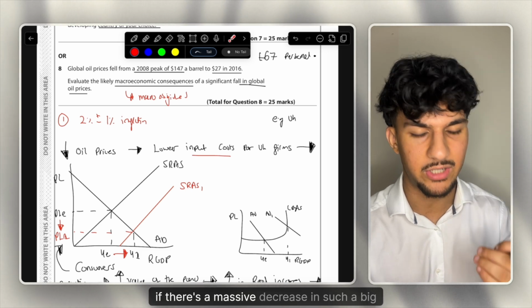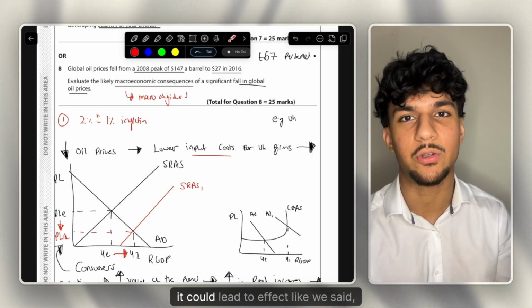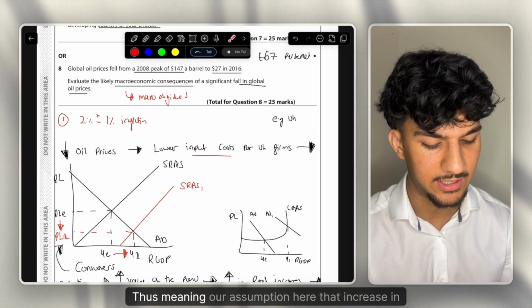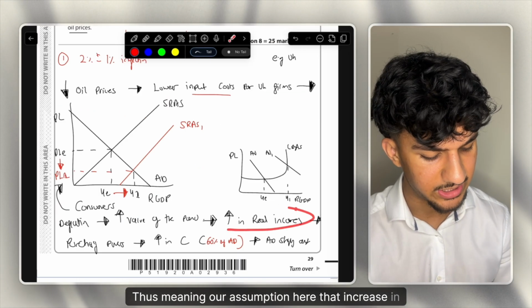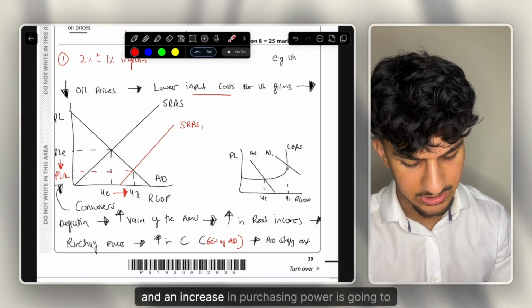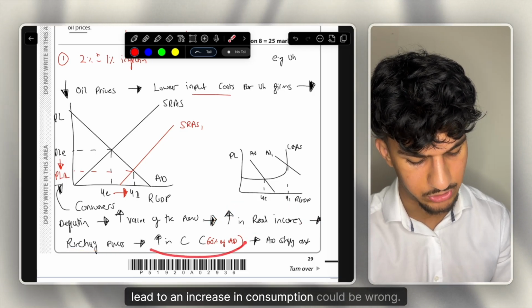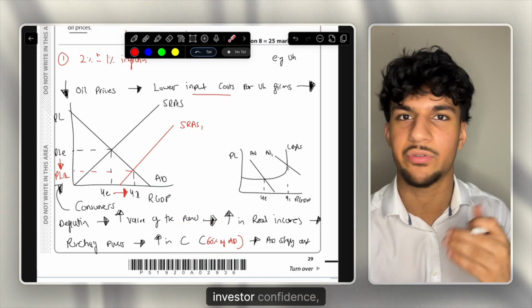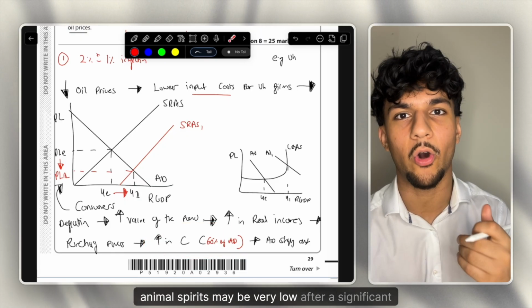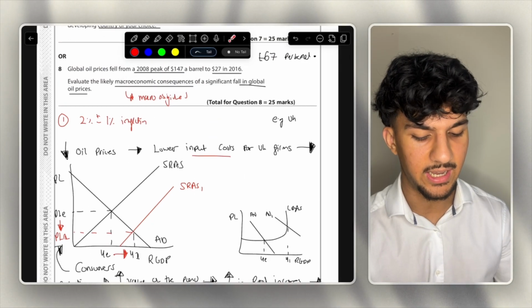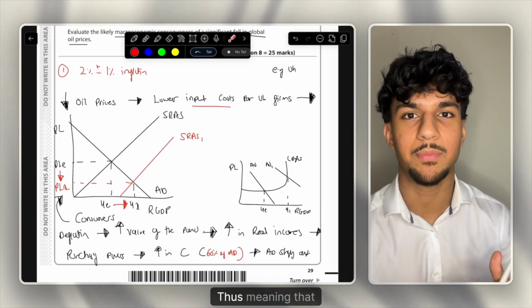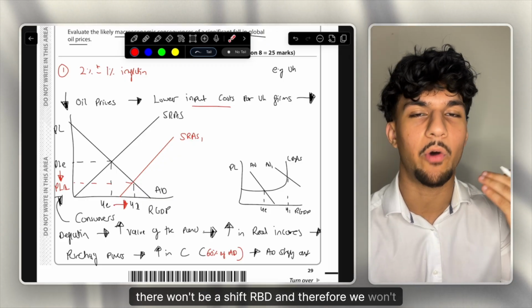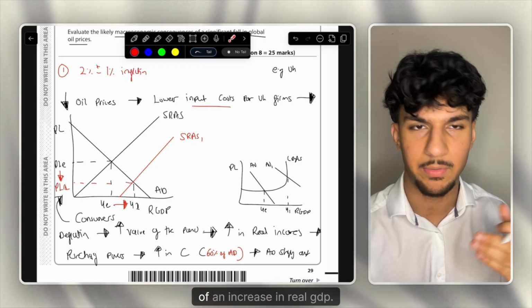If there's a massive decrease in such a big commodity, it could lead to effects on investor confidence and consumer confidence. Thus our assumption here, that an increase in real incomes and purchasing power is going to lead to an increase in consumption, could be wrong. It may not be valid, as consumer confidence, investor confidence and animal spirits may be very low after a significant decrease in oil prices, meaning there won't be a shift out of AD, and therefore we won't feel the positive effects of an increase in real GDP.